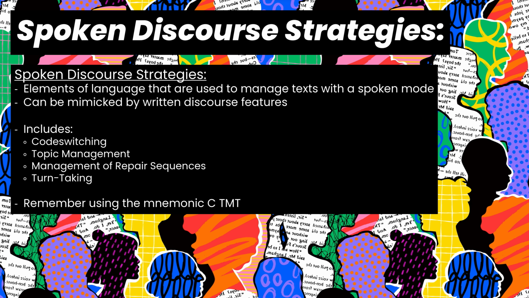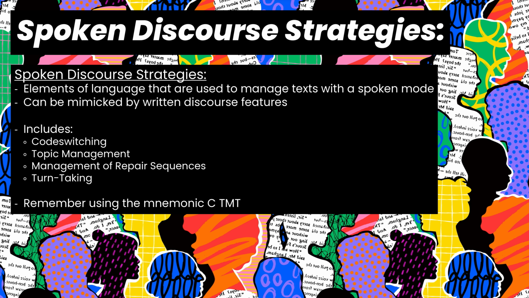So, what are Spoken Discourse Strategies? Well, Spoken Discourse Strategies are the elements of language that are used to manage texts within the spoken mode. They're different from spoken discourse features, which are those language features that most commonly appear in a spoken mode. Because spoken discourse strategies are all about the ways that language is used to control the flow and sequence of a text. But just like spoken discourse features, spoken discourse strategies can also be mimicked by written discourse features.